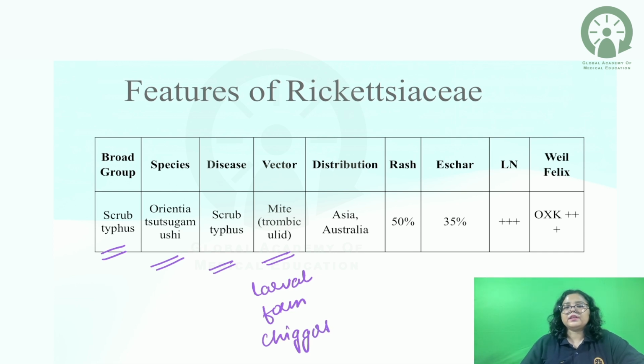Distribution: it is seen in Asia, Australia, and is common in our region, in India. And here rash and eschar: rash is seen in 50% of the cases, eschar is seen in 35% or sometimes missed. Lymphadenopathy is seen, and in the Weil-Felix reaction OX-K will be strongly positive, which is the non-motile strain of Proteus mirabilis.